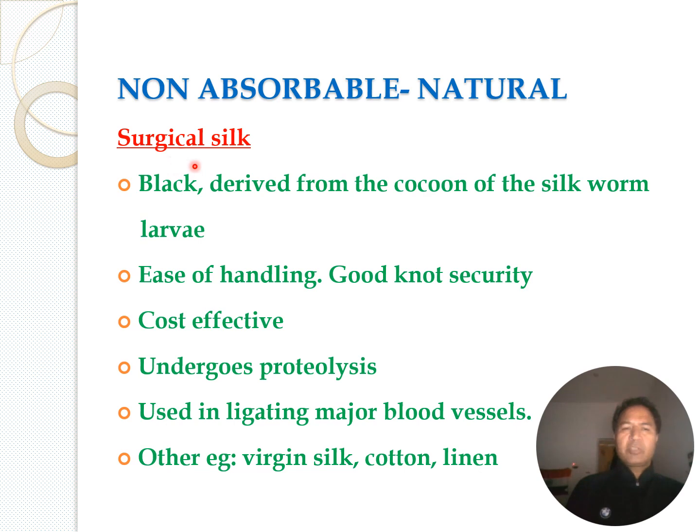Non-absorbable natural: surgical silk, black, derived from the cocoon of silkworm larva. It has ease of handling, good knot security, and is cost effective. It undergoes proteolysis and is used in ligating major blood vessels. Other examples are virgin silk, cotton, and linen.